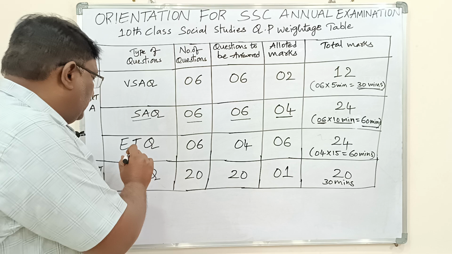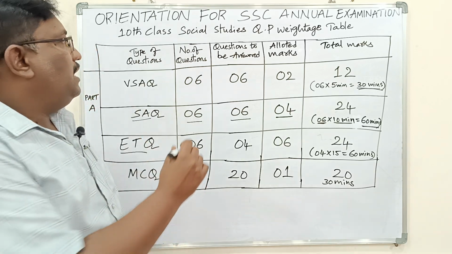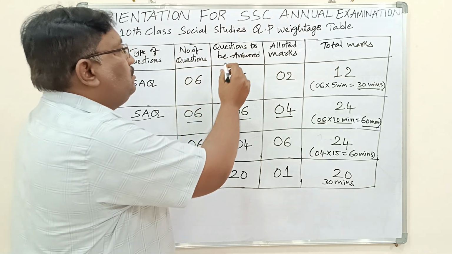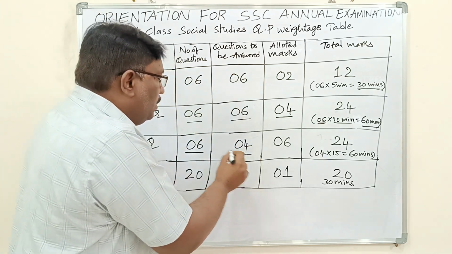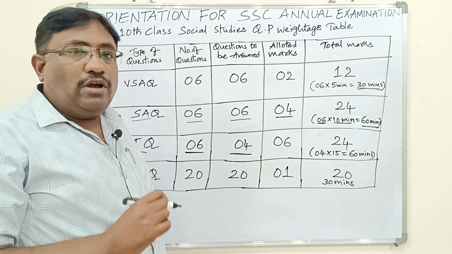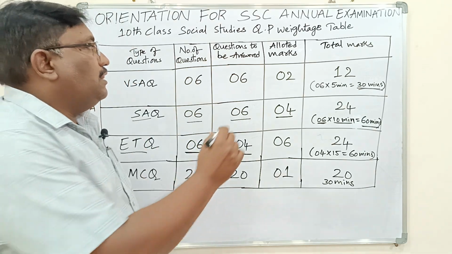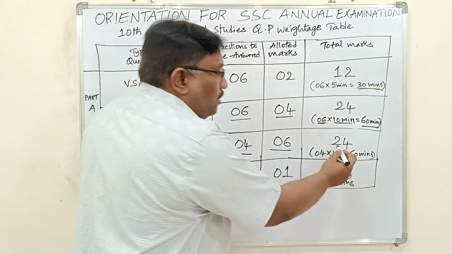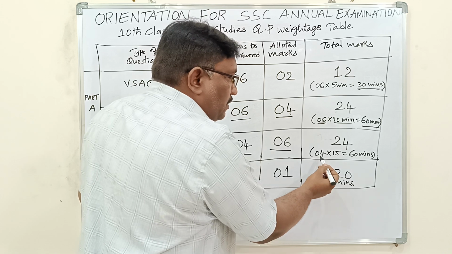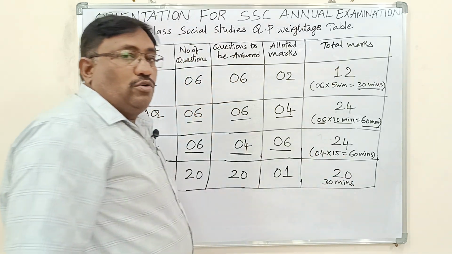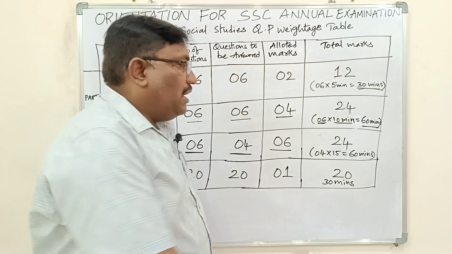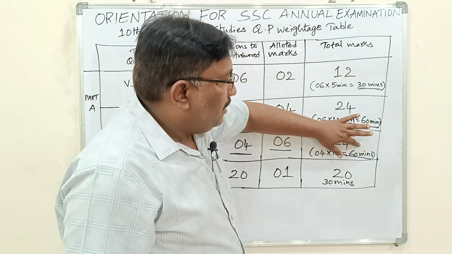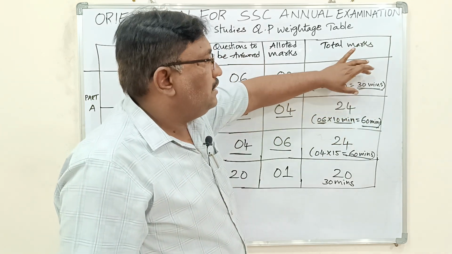Next, coming to the third type, essay type questions. Here we have 6 questions, but the questions to be answered are only 4. So in the third section, we have a choice of 2 questions, and the marks allotted for each question are 6 marks. Totally this section will fetch us 24 marks. We have to attempt 4 questions, and for every question we should allocate at least 15 minutes, so it will take 1 hour. So for Part A entirely, 1 hour plus 1 hour, 2 hours and 30 minutes.